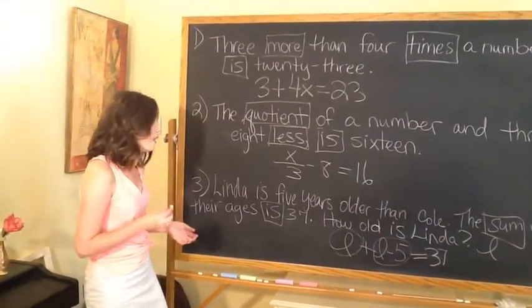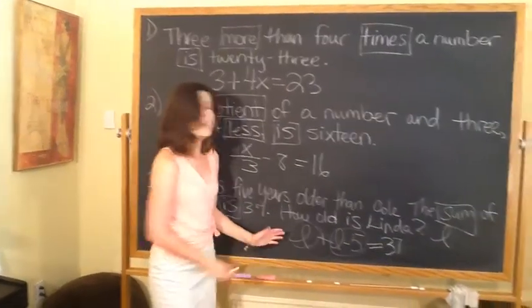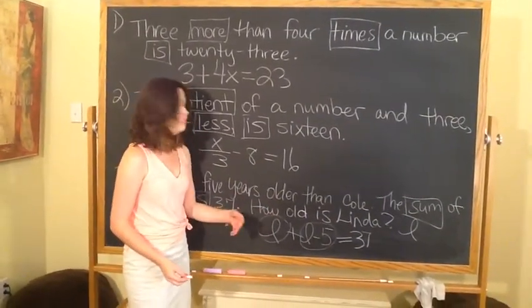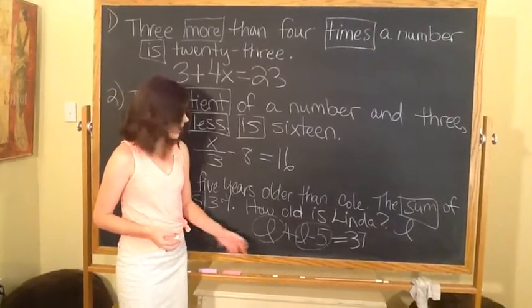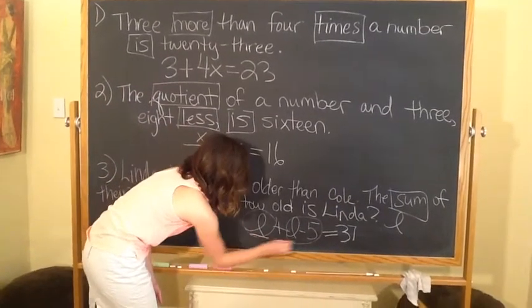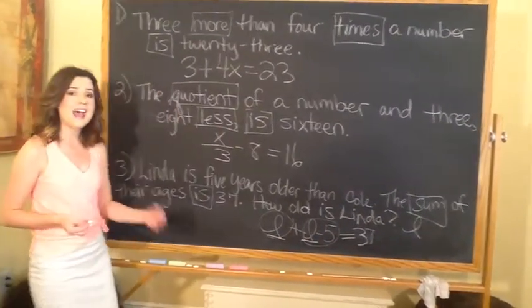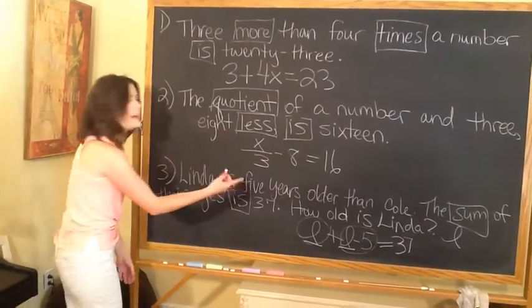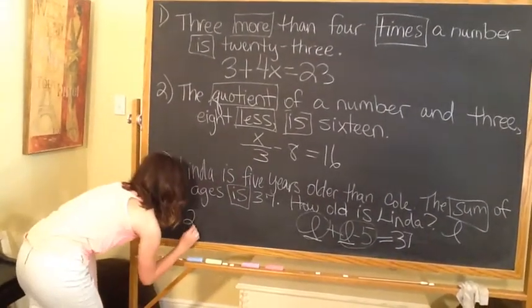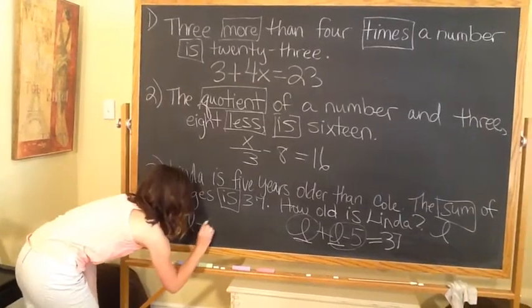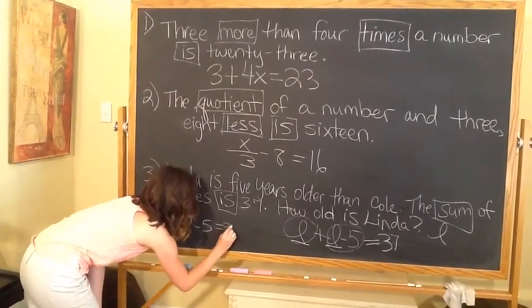So here we have Linda's age, which is L, and we have Cole's age, which is L minus 5, equals 37. Now, if you look at this equation, we can't just solve yet because we have to combine some like terms. So I see the L and L. I'm going to go ahead and add our L's together. So 1L plus 1L gives us 2L, and then subtract 5 is going to give us 37.